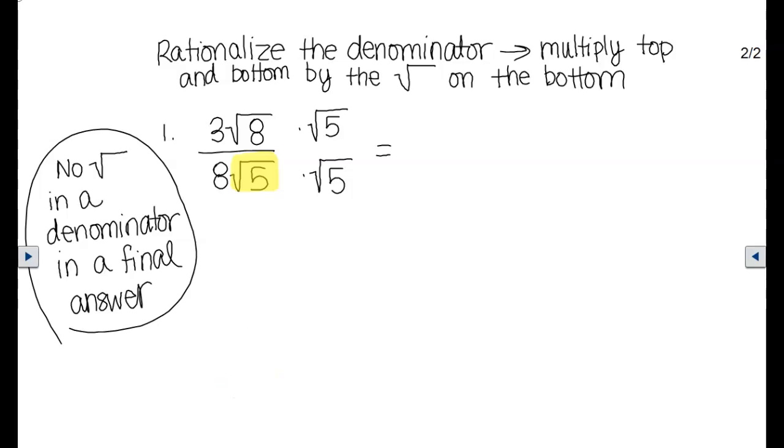All right, now, I need you to keep in mind that we are multiplying right now. So we multiply the outsides and the insides. On the top, when I multiply the outsides, 3 times 1, just going to get 3. And then when I multiply the insides, the 8 times the 5 is going to be 40. Now on the bottom, when I multiply the outsides, 8 times 1 is 8. And when I multiply the insides, 5 times 5 is 25.